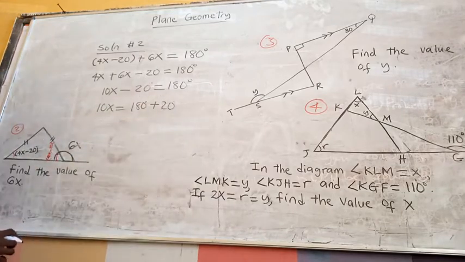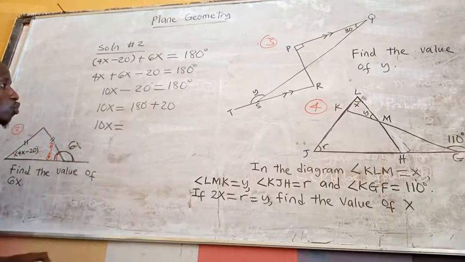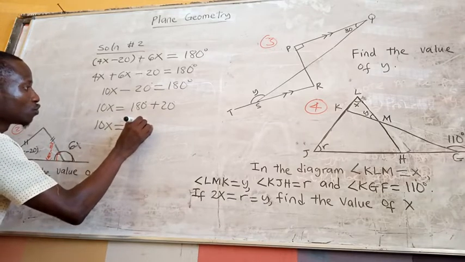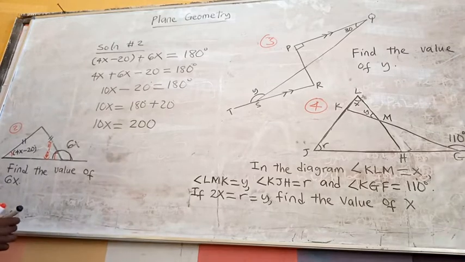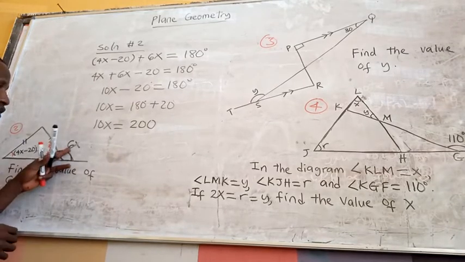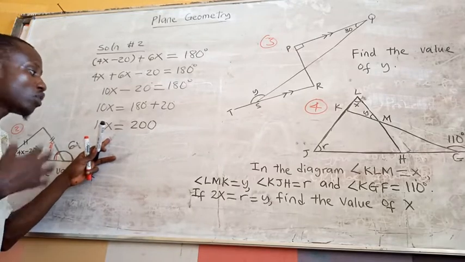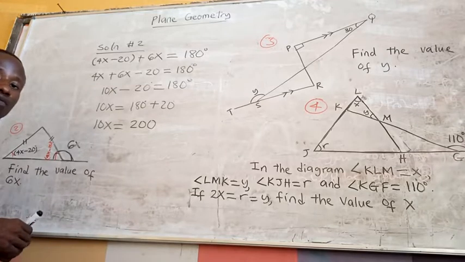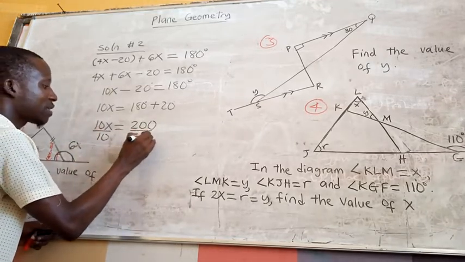So 180 degrees plus 20. So here we have 10x equal to 180 plus 20, which gives us 200. We are asked to find the value of 6x, but we need to find the value of x first before calculating the value of 6x. So here we want to make x stand by itself. So divide both sides by 10.